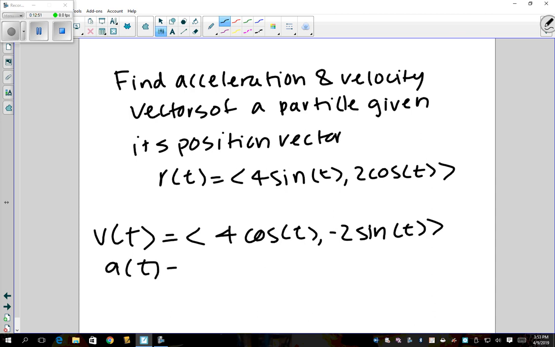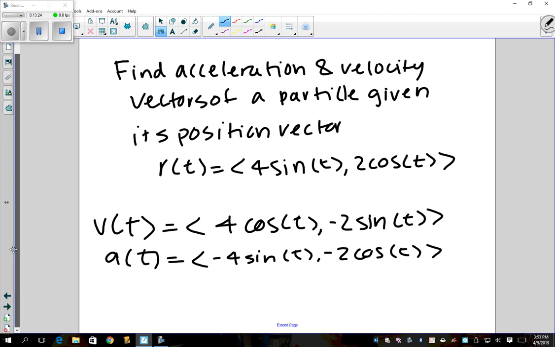Now our acceleration vector, we needed the velocity to find the acceleration vector, and we're just going to take the second derivative. And so the derivative of 4 cosine of t gives me negative 4 sine of t, and the derivative of negative 2 sine of t gives me negative 2 cosine of t. And if I wanted to find it at a specific point of t, all I would need to do is plug in values, and I would get a vector. And again, when we're dealing with vectors, we do always have two components. We never have one number for our answer. It will always be two different numbers.